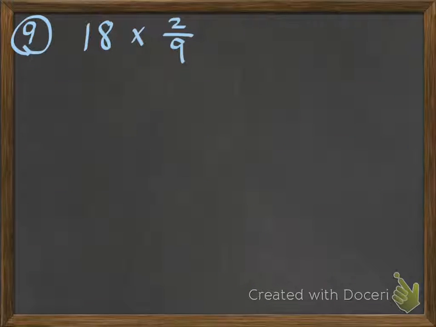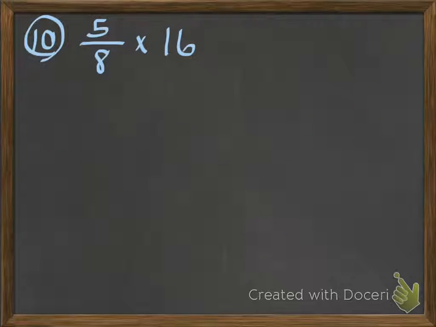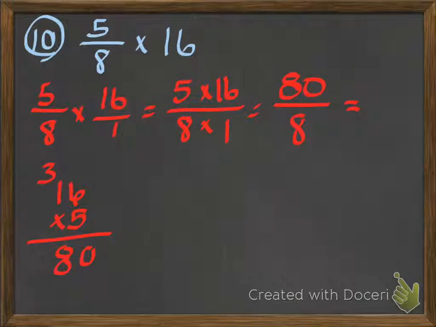Number 9, 18 times 2/9. Okay, if you follow the multiplication through, you get to 36 over 9, and that's fancy division for 36 divided by 9, and that equals 4. Number 10, 5/8 times 16. Okay, follow the multiplication through, and that gives you 80 over 8, which is fancy division for 80 divided by 8. 80 divided by 8 is 10.